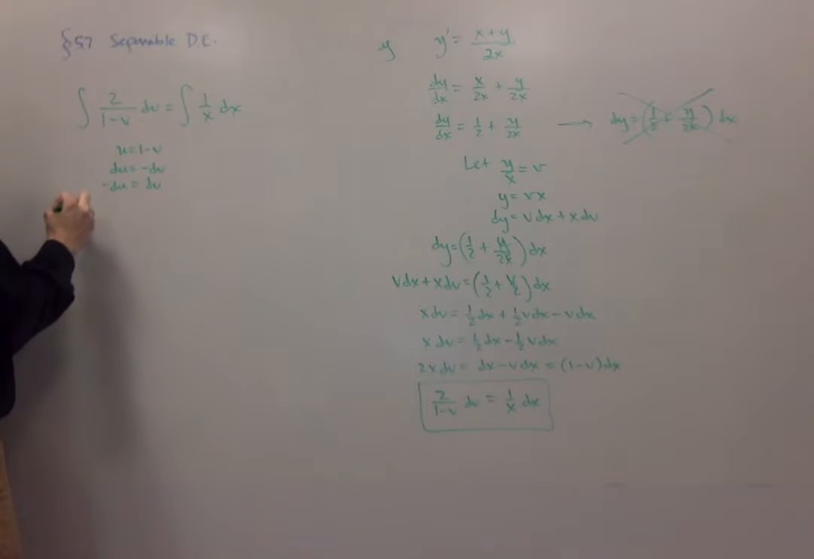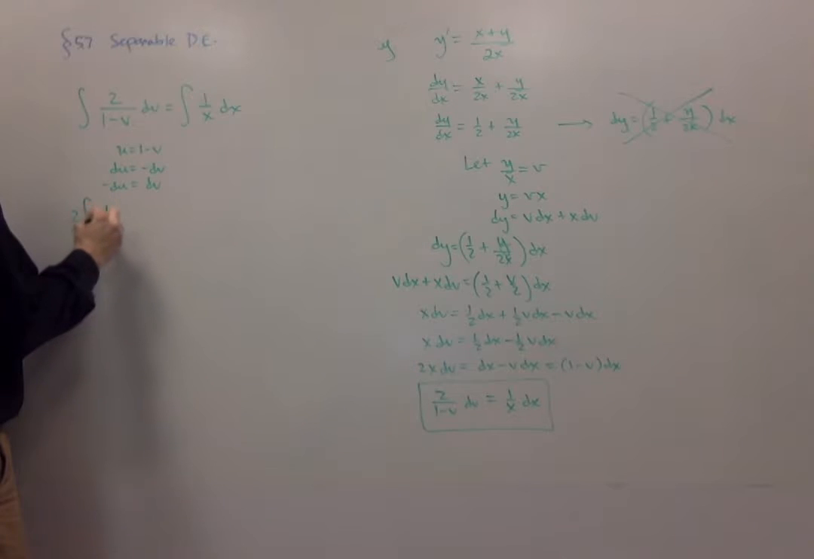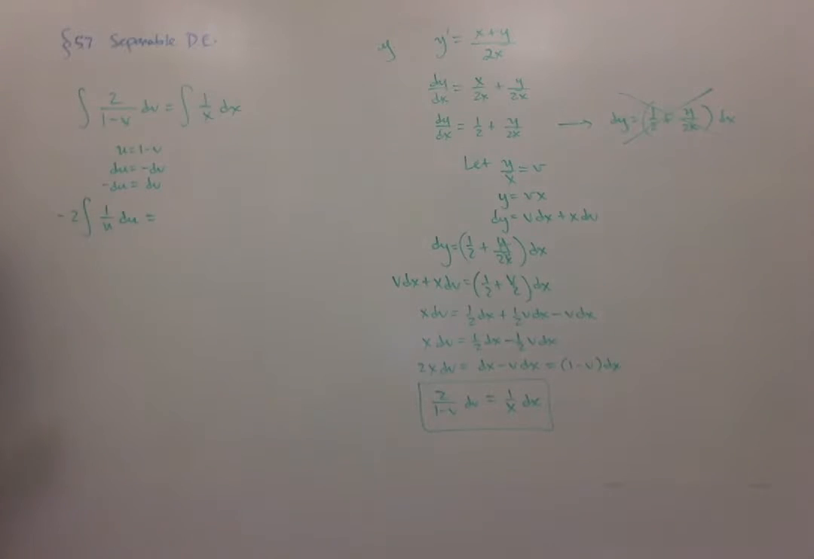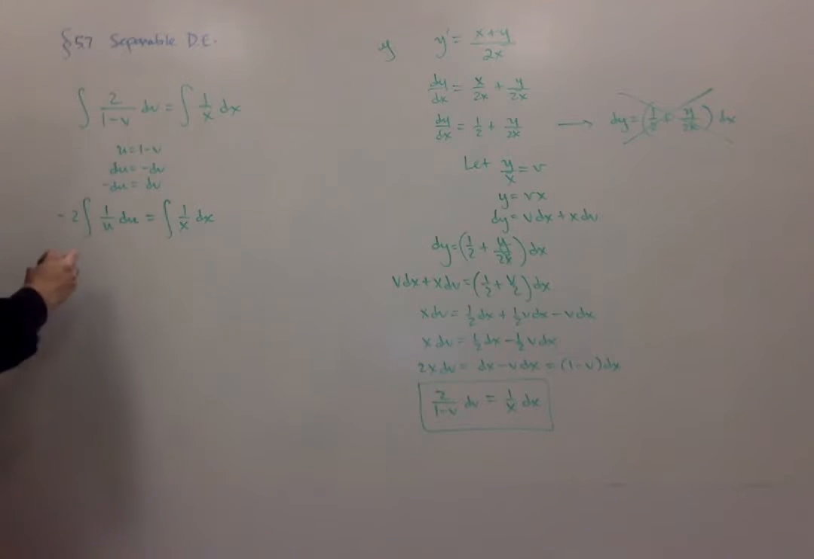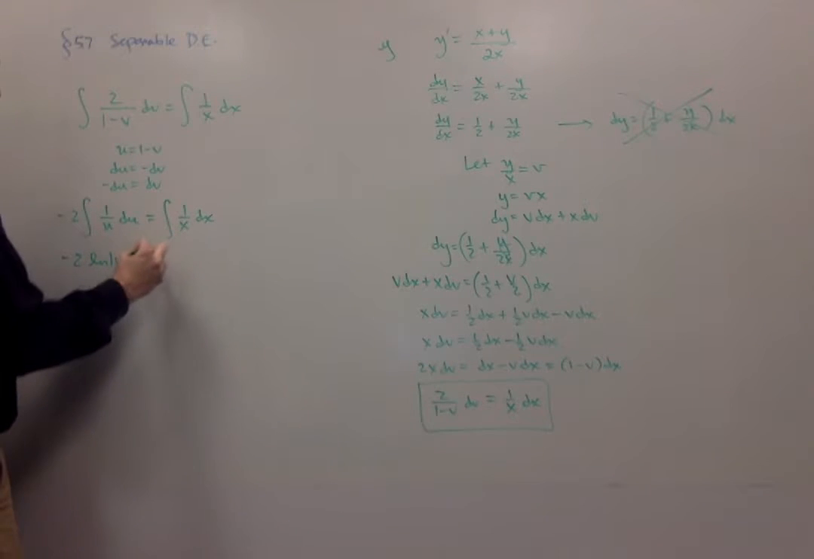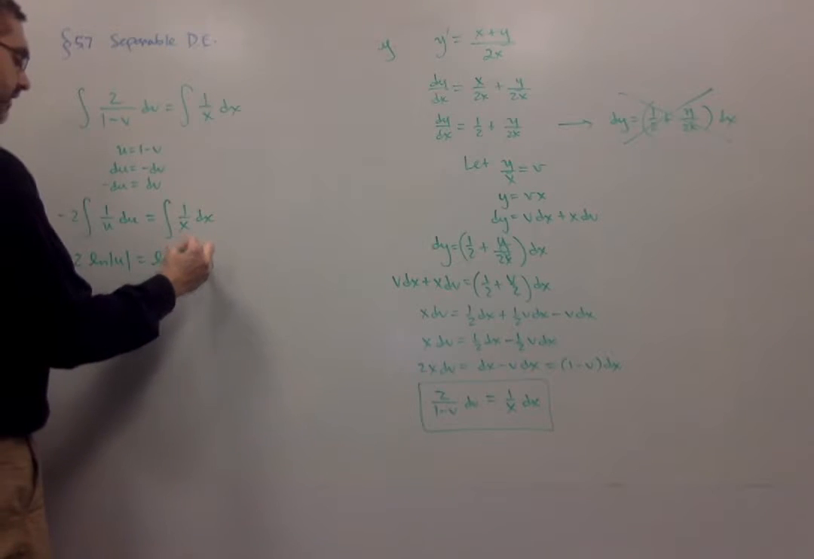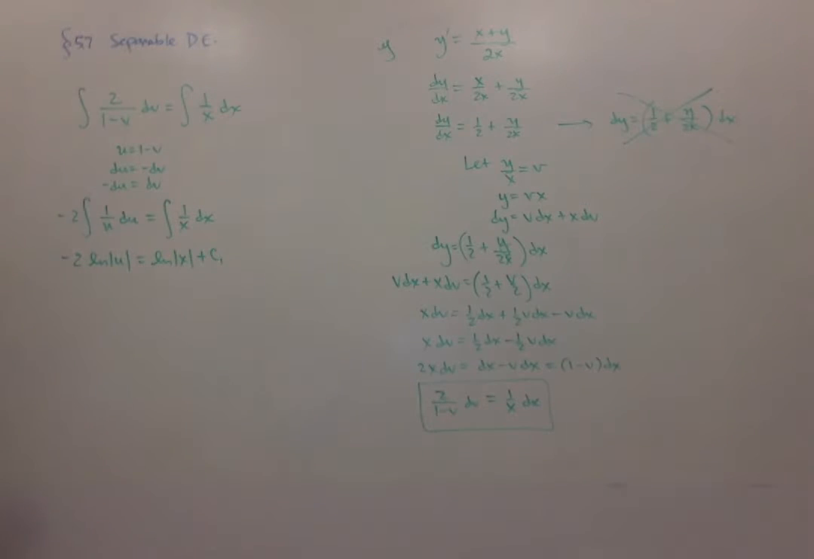So over on this side, we've got a 2, and we've got 1 over u, and the dv is negative du. And then the right side, if I wait to integrate, still looks like that. So what we've got is negative 2 natural log of absolute value u equals natural log of absolute value x plus some constant that I'm going to call c1. Again, this is separable. We're going to solve it the way that we normally solve separable differential equations.